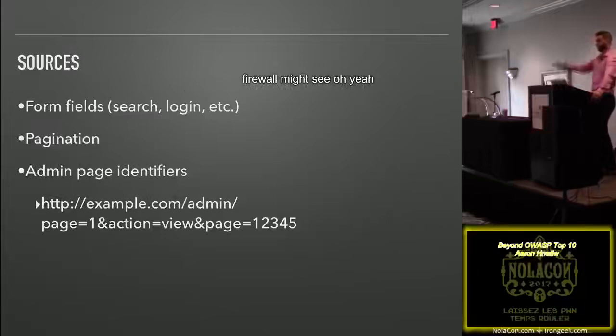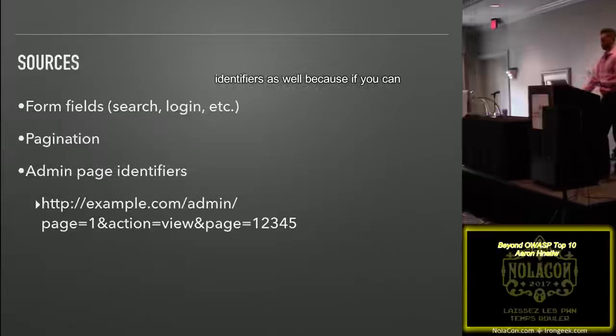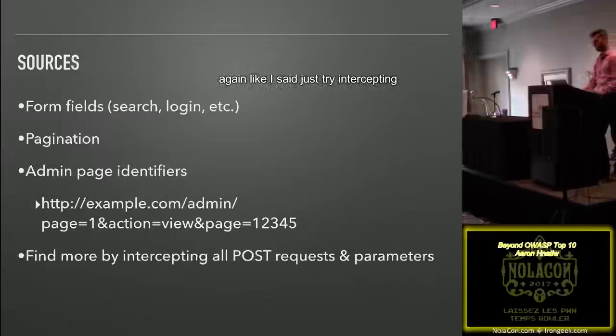So your firewall might see, oh yeah, they're looking for page 1, 2, 3, 4, 5. That's authorized for anyone. But the source code, the application itself, might redirect you to page 1 and then give you the admin page. So look for admin page identifiers as well, because if you can reference those by passing another parameter, that's a way of bypassing that.